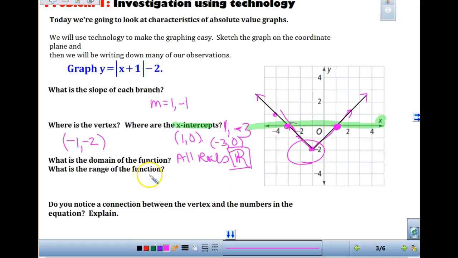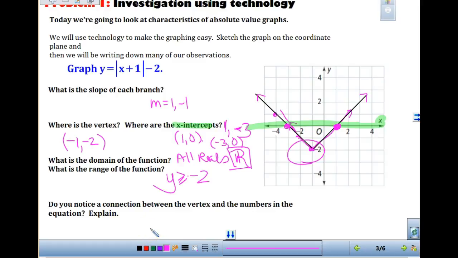Okay, our range. Sorry, Ben, what did you guys come up with? Did you guys agree? All right. Effie and Taylor, what do you got? y is greater than or equal to negative 2. So do you notice the connection between the vertex and the numbers in our equation?